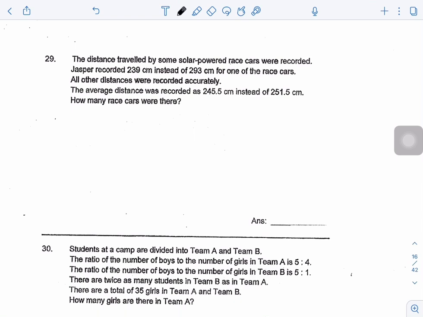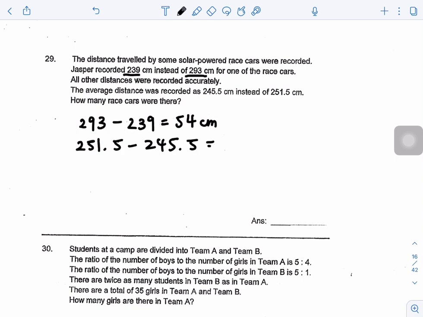Now, because of this inaccuracy, how much extra did he record for one of the race cars? One of the race cars, he recorded 293 minus 239. Let's use the calculator for this one. 293 minus 239. He recorded 54 cm extra. And because of this, how much did the average increase by? Let's see. 251.5 minus 245.5. The average increased by 6 cm for each car.